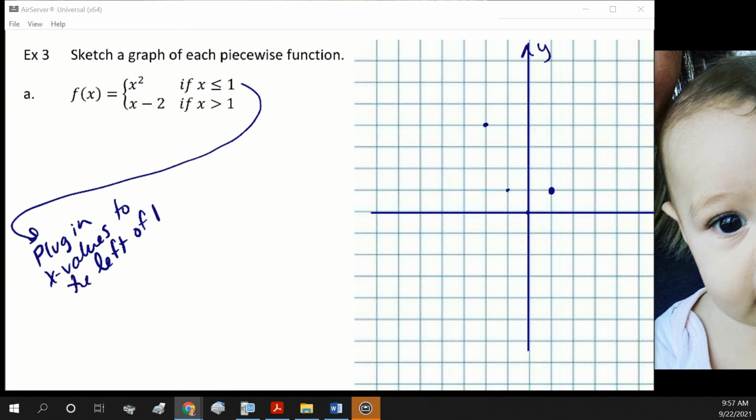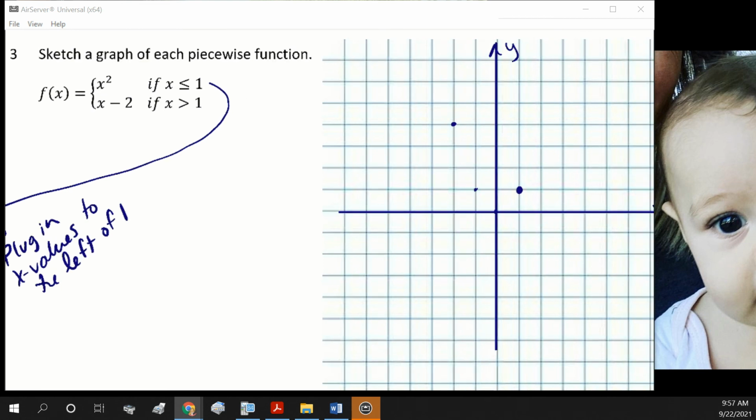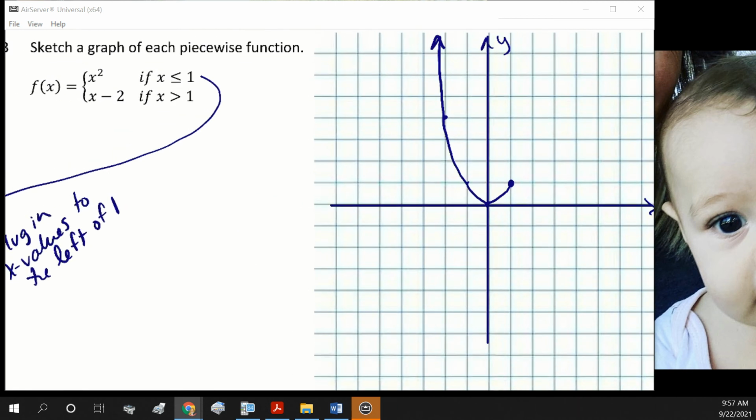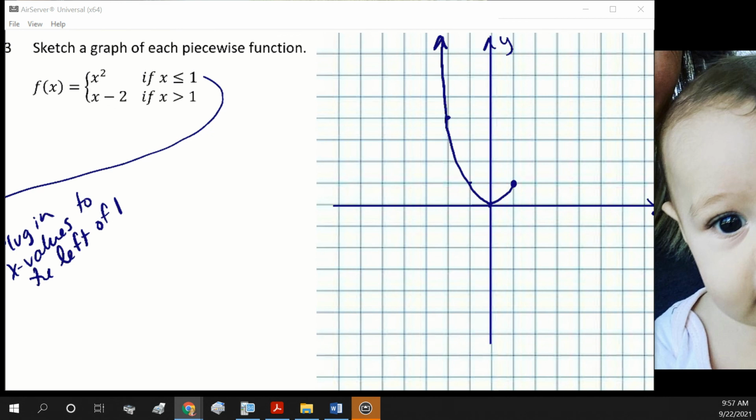All right. And so this is going to be a partial parabola. So I'm going to try my best to draw this well. There we go. Not terrible. All right. So everywhere to the left of 1 is a partial parabola, because we are using this for all the x's that are less than 1. So those are the ones to the left.